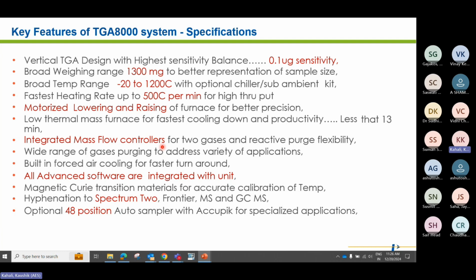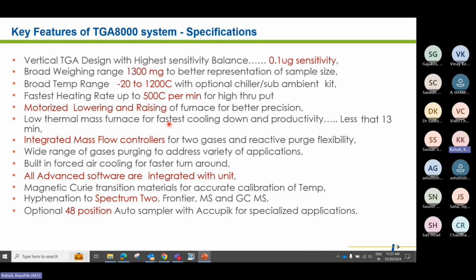So this system can go up to 1200 degrees Celsius with a fastest heating rate of 500 degrees Celsius per minute. That means when you are developing your TGA method for your sample analysis, you have the option to define the heating rate. Normally, we keep the heating rate at 10 to 20 degrees Celsius, but if you want to see any fast change or kinetics type of study or any specific application demand, normally any other TGA can go up to maximum 200 degrees Celsius per minute, not more than that. But here in this system, you can go up to a rapid heating of 500 degrees Celsius per minute.